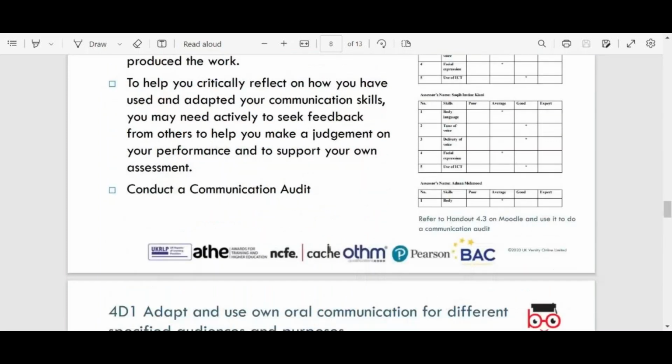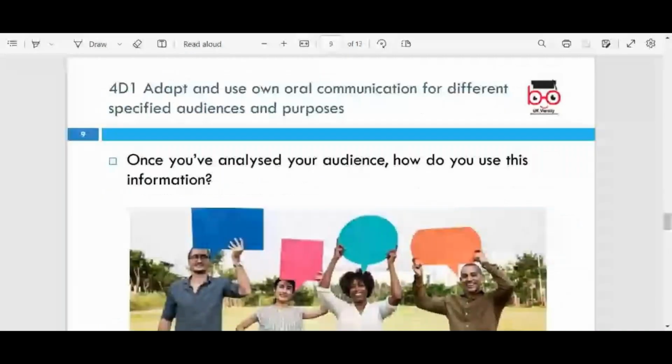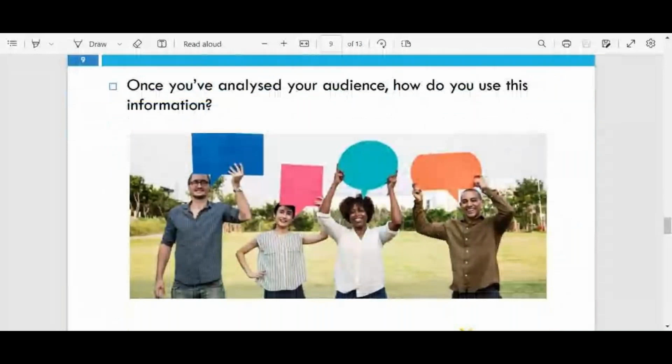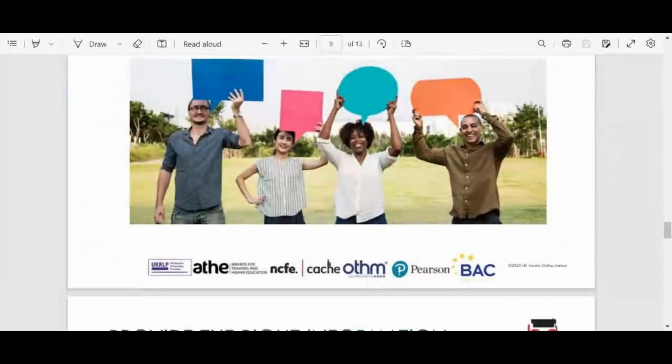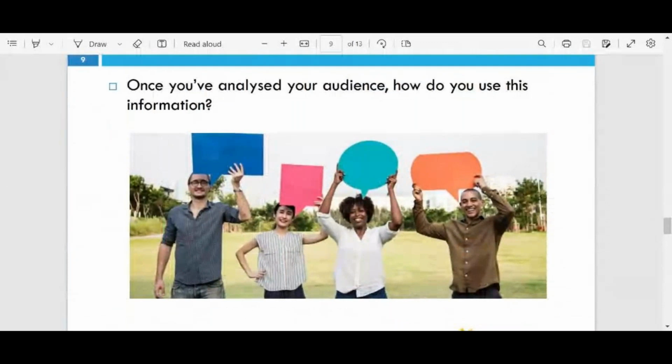So for D1, adapt and use own oral communication for different specified audiences and purposes. Once you've analyzed your audience, how do you use this information? So why is it important to analyze your audience? Why do you think it's important? For example, Coca-Cola: if you are trying to introduce a new brand of Coca-Cola with cherry or with orange, why is it important that you analyze who your audience is?